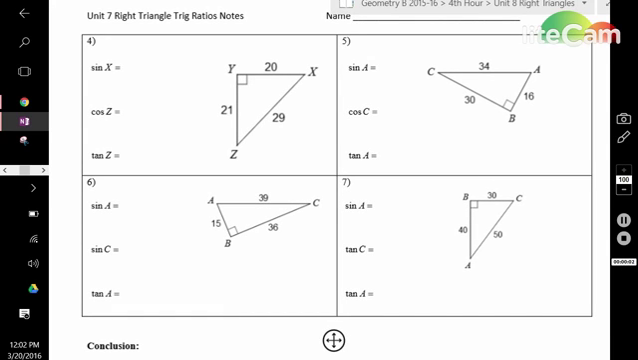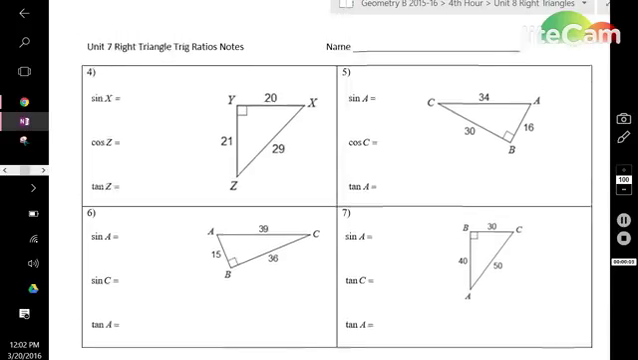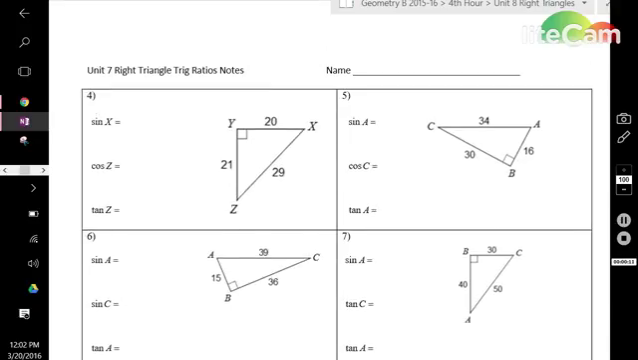The objective of this video is to show you how to find trig ratios of the three basic trig functions: sine, cosine, and tangent. Given that you have a right triangle, you should be able to look at an angle and find out what ratio you are given for the particular trig ratio or trig function.